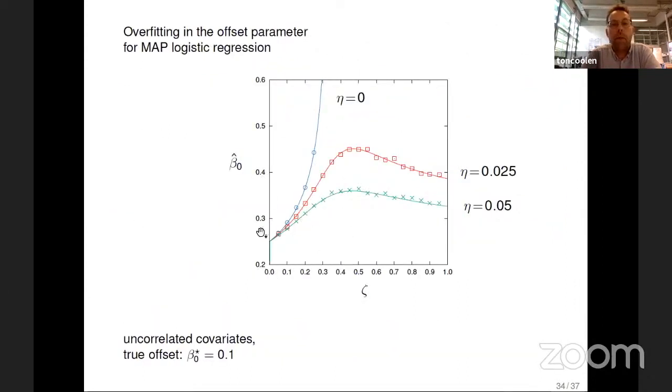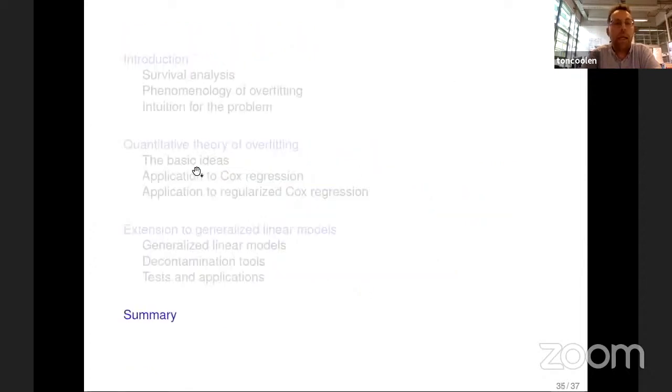Then another problem that is known from logistic regression is that the bias, the intercept parameter, is also subject to overfitting. And you see the theory predicts that perfectly. Dashed line is prediction, markers is what you find in your simulations.